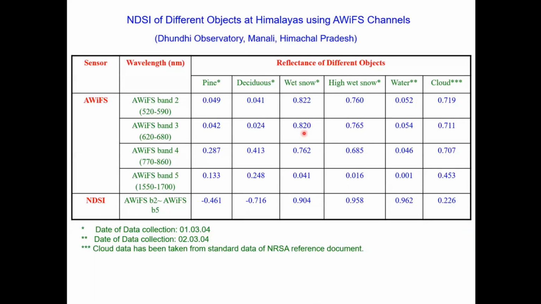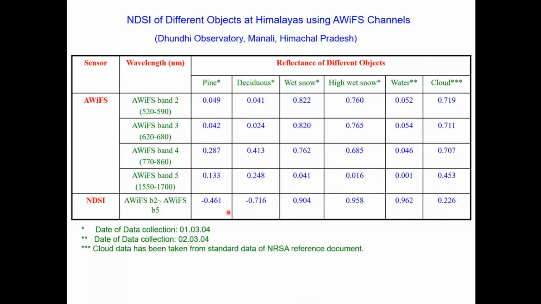If you look into band 5, which is the SWIR band where we are supposed to have low reflectance, you can see here wet snow has 0.041 and high wet snow has a lower 0.016. So as it changes, quite a significant reduction in reflectance takes place.